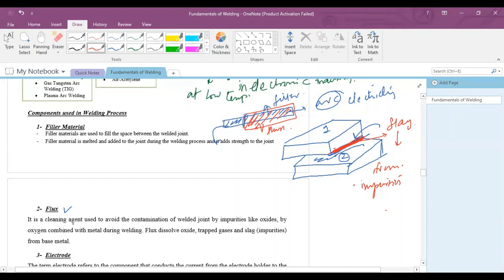So flux is a cleaning agent used to avoid contamination over the welded joint. Flux material is usually used as a preventing or cleaning agent, because it will prevent this surface from forming oxide. One other thing is that if oxides are formed on the joint, they will erode this surface or form corrosion over the surface, right? Corrosion is a rusting process. You can say rusting, corrosion.